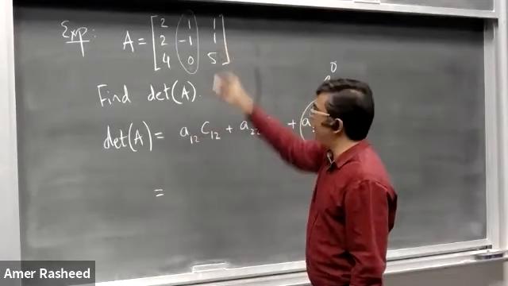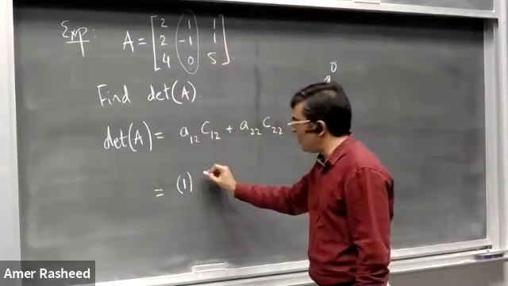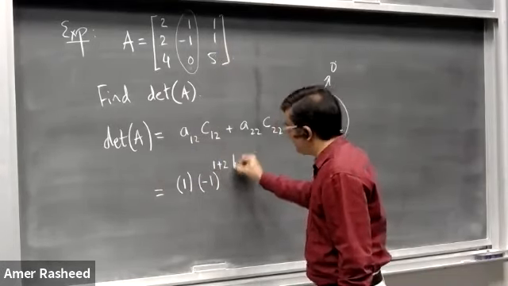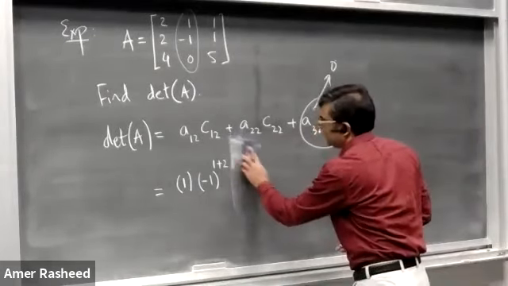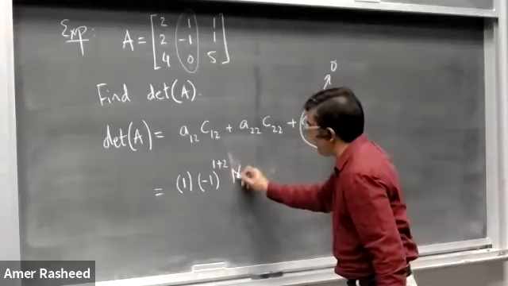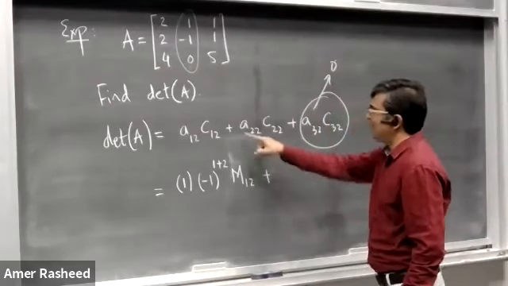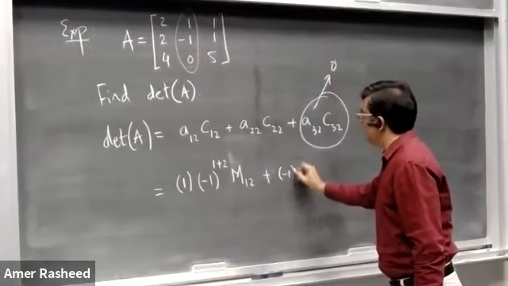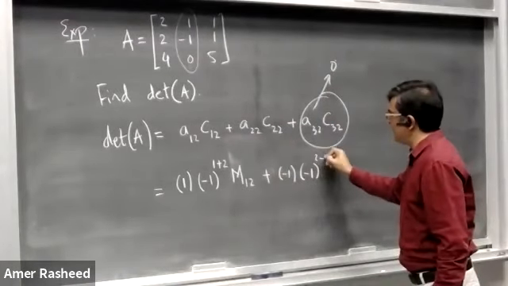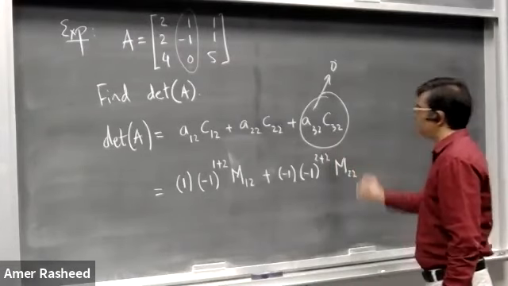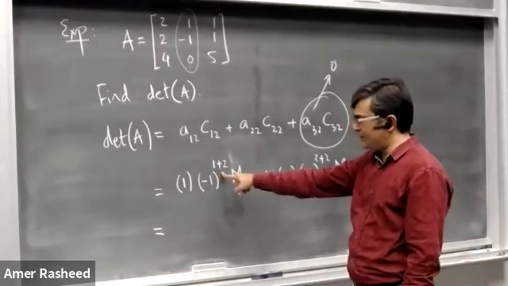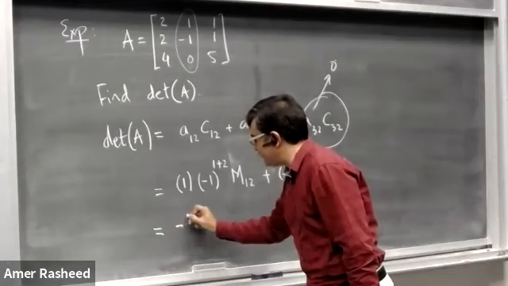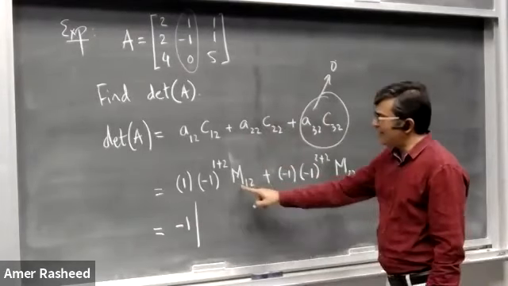A12, I know it. It is 1. Now, C12 is what? It is (-1) raised to the power 1 plus 2, times minor 1,2. Plus A22 is -1. And C22 is what? (-1) raised to the power 2 plus 2, times minor 2,2. Now, this is negative raised to the power 3 into 1, so it is -1 times minor 1,2.